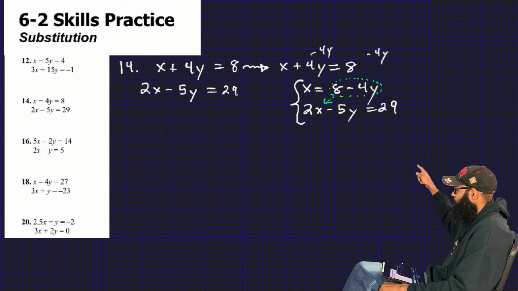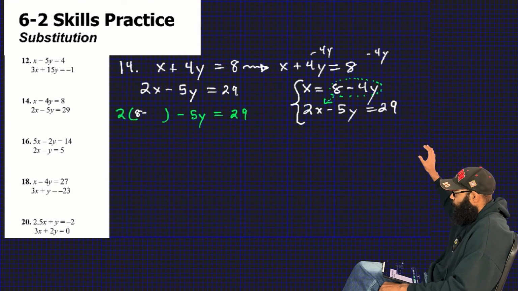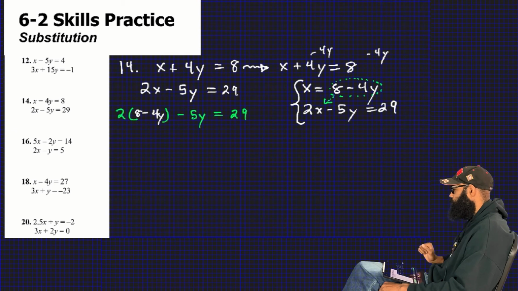And by pointing to that x, now let me go ahead and re-establish myself. 2, and I need a parentheses, 2 parentheses minus 5y equals 29. And whatever I circled, so the 8 minus 4y is what I'm plugging in for x.